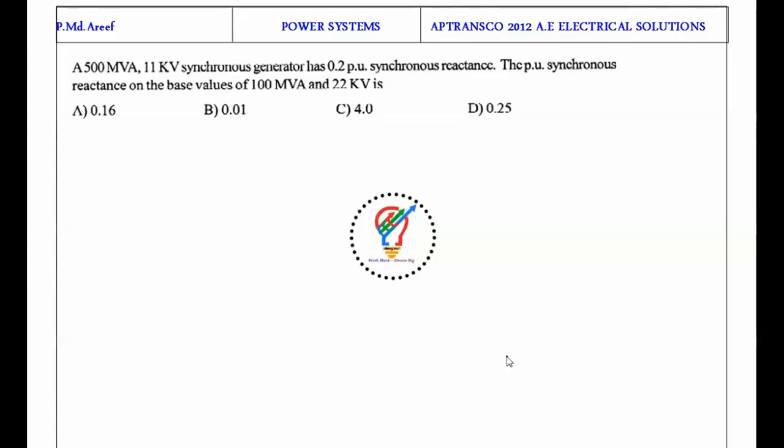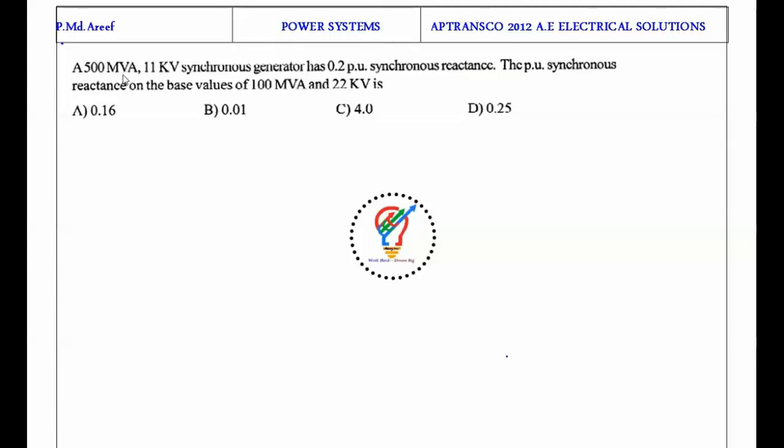Now we would like to discuss the APTRANSCO 2012 EE electrical solutions. I am taking a subject which is very famous and has more weightage in our EE exam preparation: power system. So we'll take the first question here.